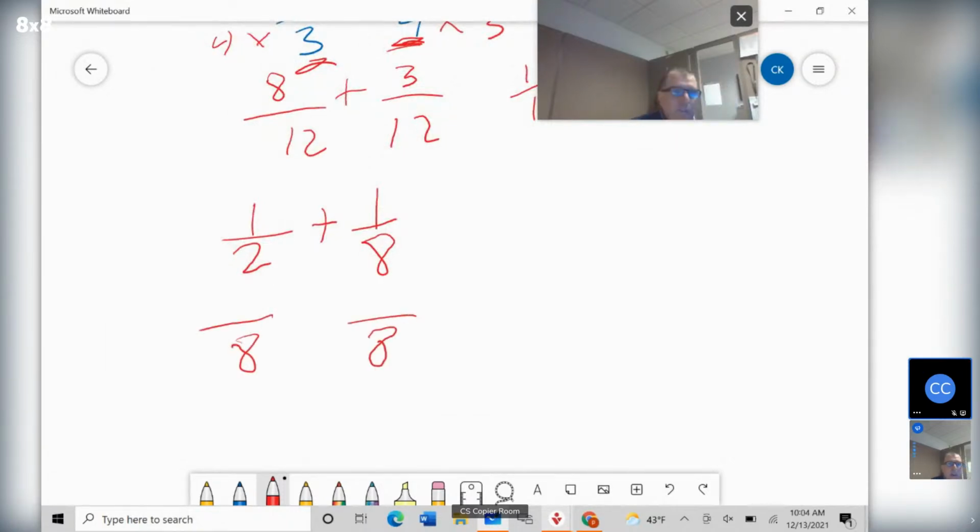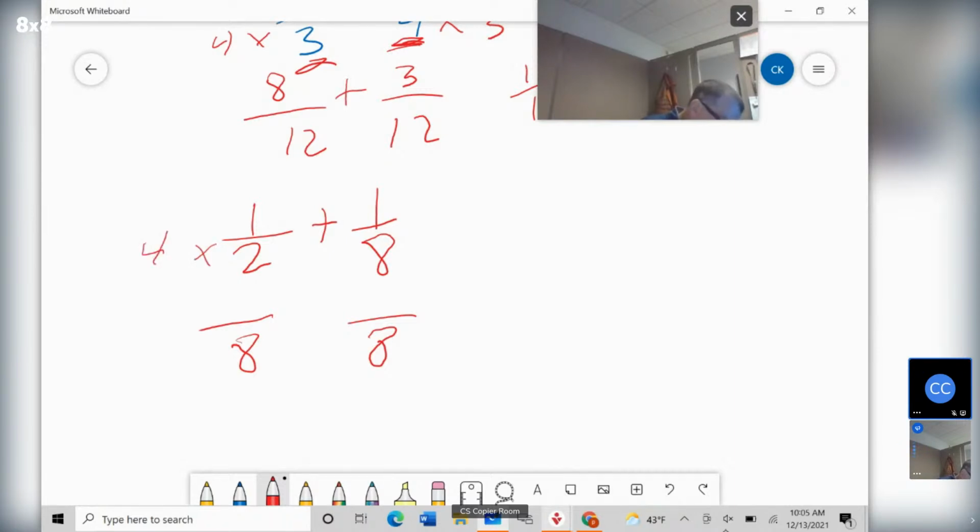Because both 2 and 8 go into 8. Okay, we're finding a number that both the denominators go into. And in this case, how do I get 2? 2 times what equals 8? Well, it's going to be 4.